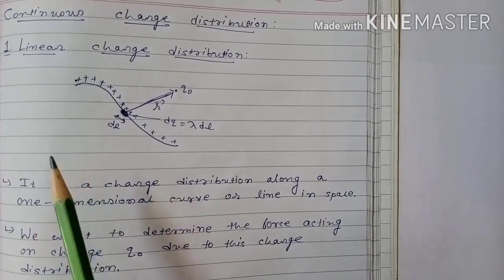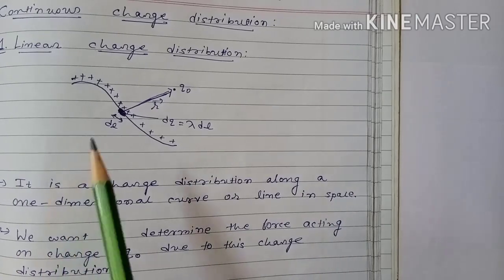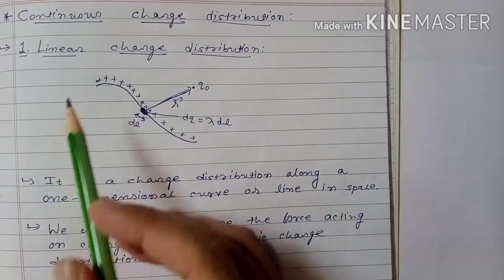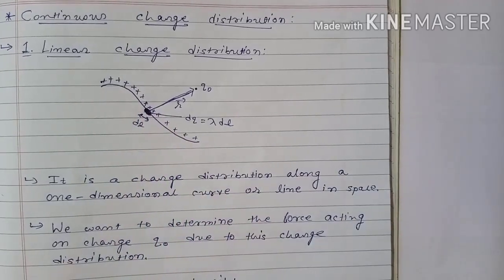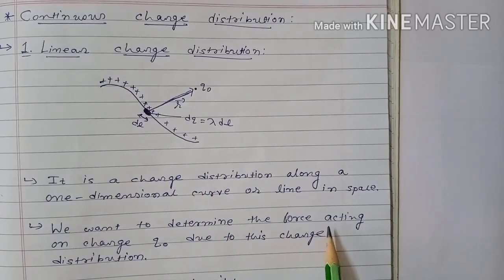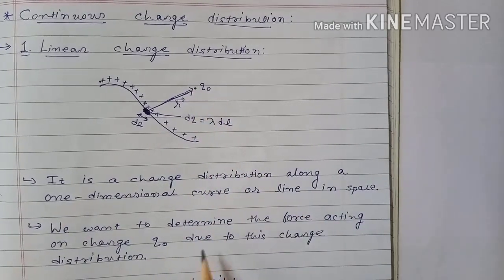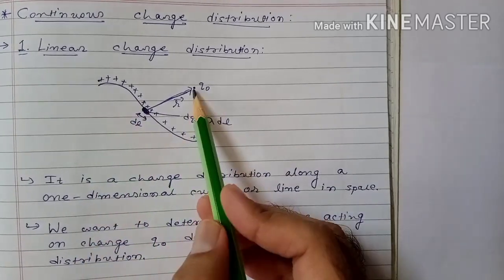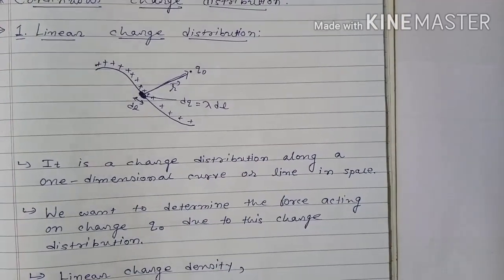If charge is distributed along a one dimensional space, on a curve or on a line, then we have to use the concept of linear charge density. See here, as shown in the figure, charge is distributed continuously on one wire, and we want to determine the force acting on charge Q0. Here we have placed a test charge. Due to this whole charge distribution, we have to find the net force on test charge Q0.